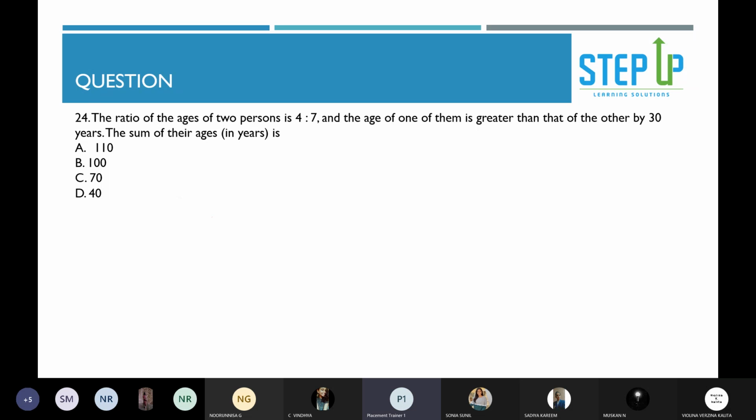Got the answer? What is the ratio of the ages of the two people? 4 to 7. 4x and 7x, let's say. The age of one of them is greater than that of the other by 30. So what does this imply? What do you understand by this?